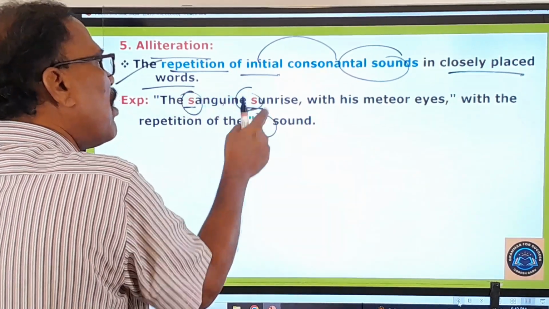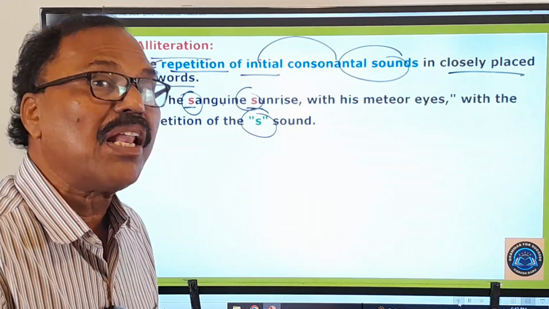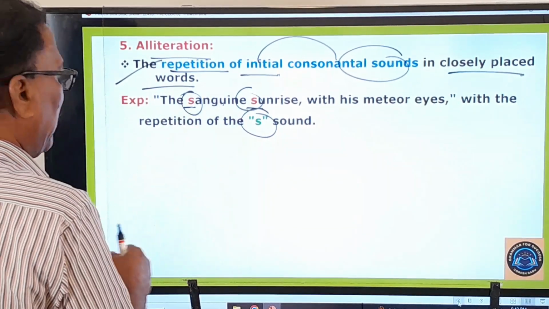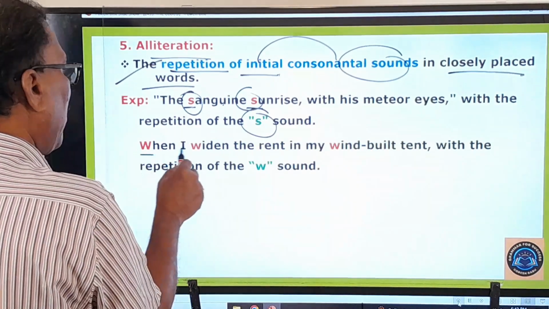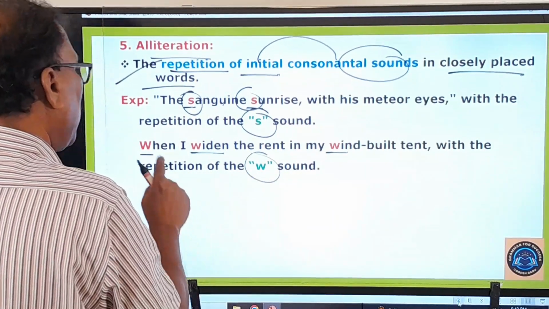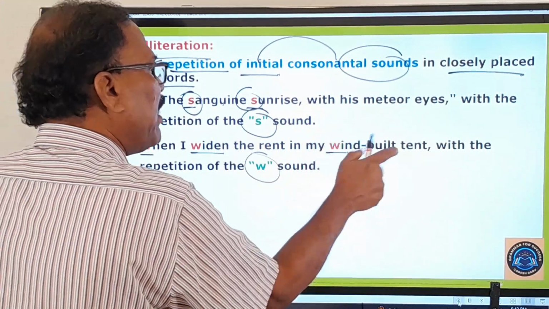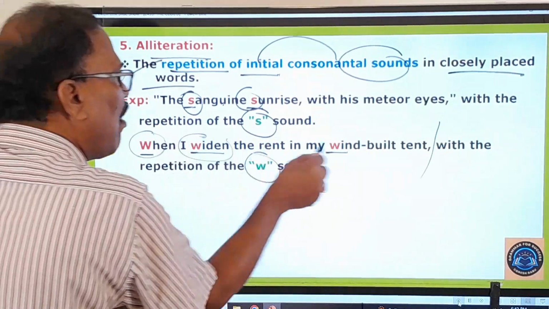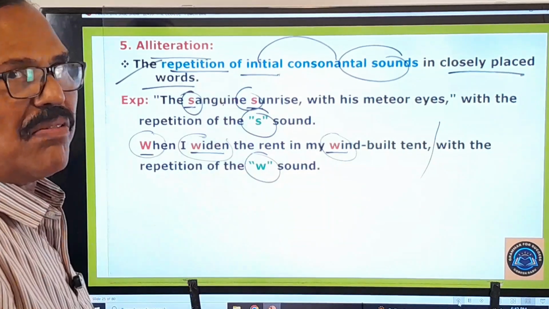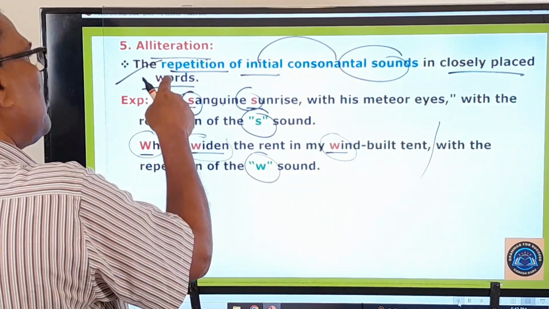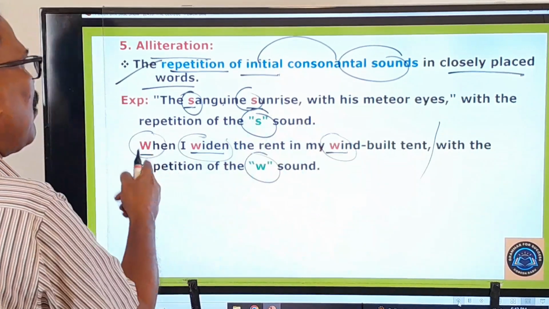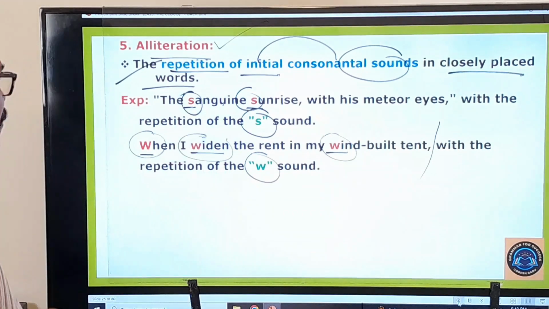These two are repeated and it is giving some kind of beauty to the line. Music to the line, sweetness to the line, poetic line, right? So the S sound you can find. One more example I think I have given you: when I widen the rent in my wind-built tent, with the repetition of the W. So in this, the W sound is repeated. W is a consonantal sound, S is a consonantal sound. So whenever the consonantal sounds are repeated in two or more than two words, that is called alliteration. You know that very well.